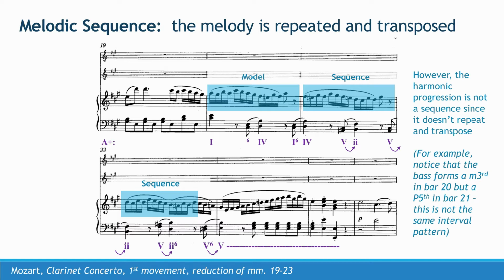It means that pattern is not maintained in the bass and tenor voices. The sequence pattern only occurs in the melody line in the soprano. And that's why it's a melodic sequence, but not a harmonic or a full sequence. If it was a harmonic sequence, we would need to have repetition in the harmonic intervals.